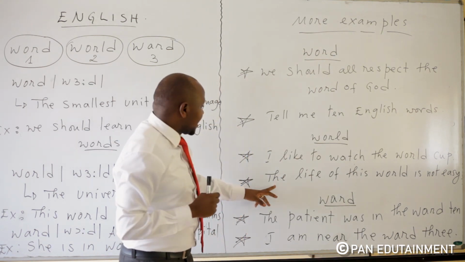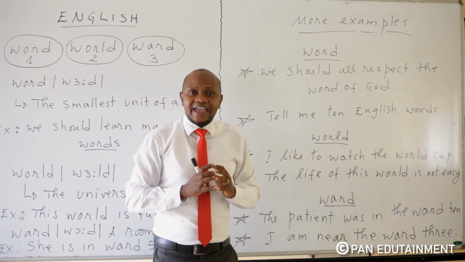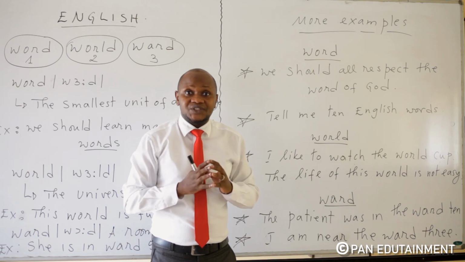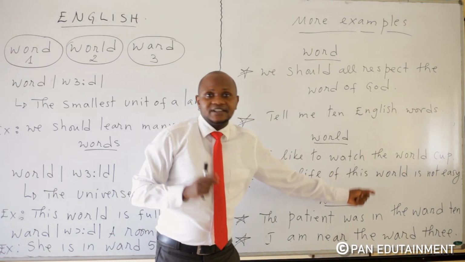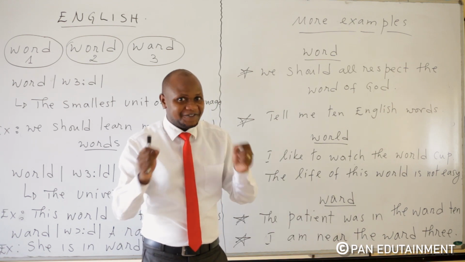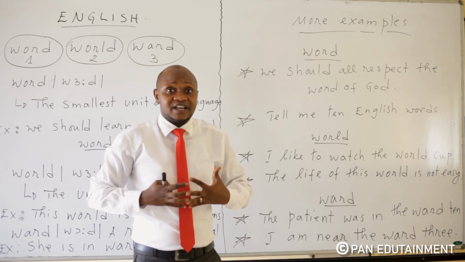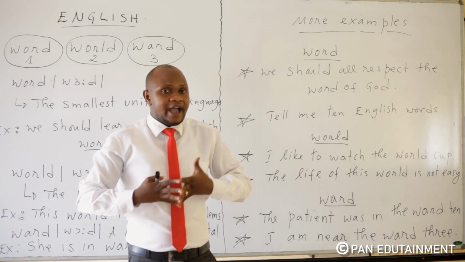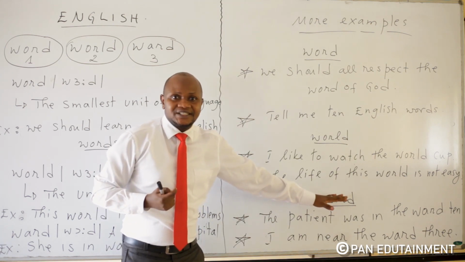Good. You can say, the life of this world is not easy. The life of this world is not easy. Ubuzima bw'isi ntibworoshye. It is difficult that time when I say the life of this world is not easy. This means that it is very difficult. Yeah. Then let us go to the third word.